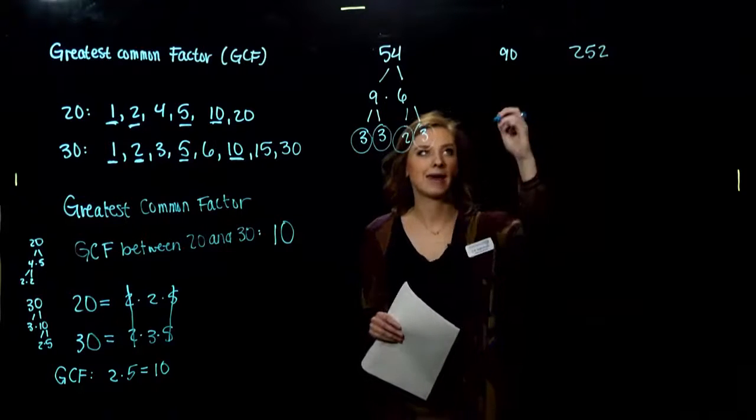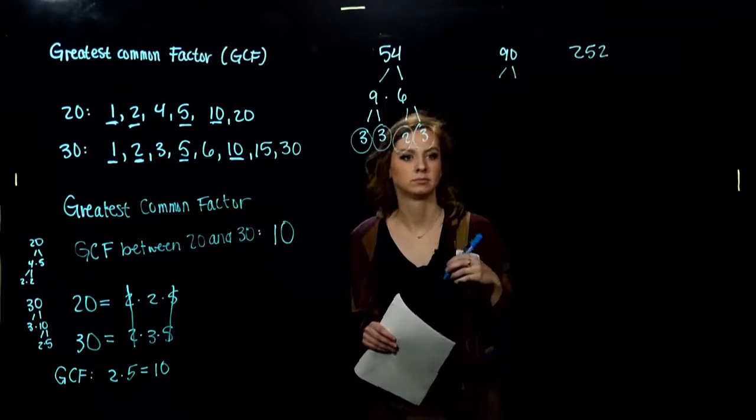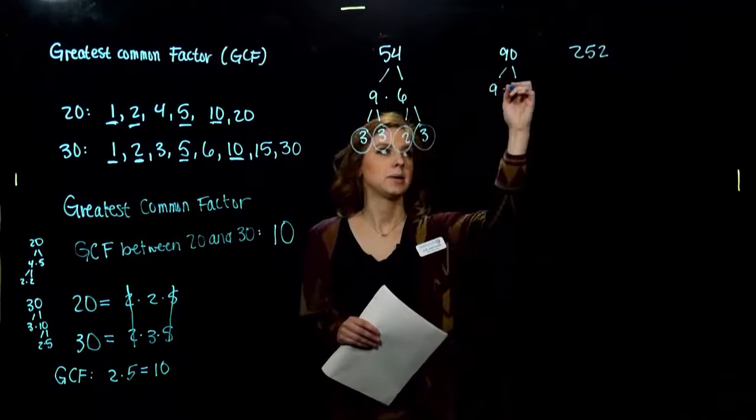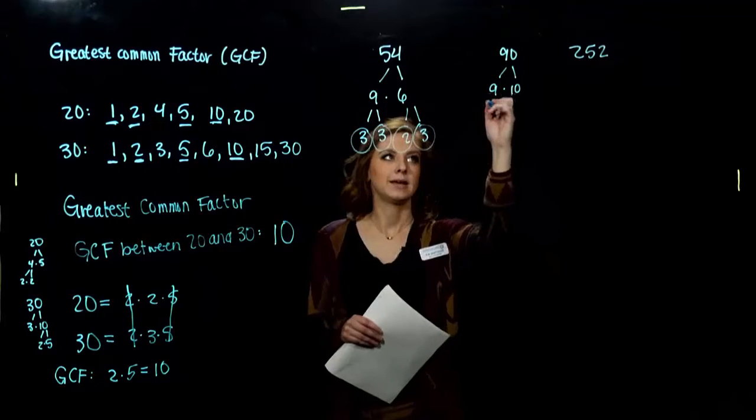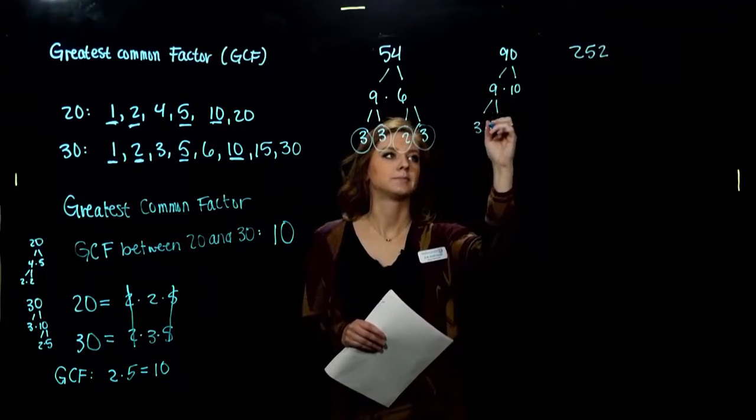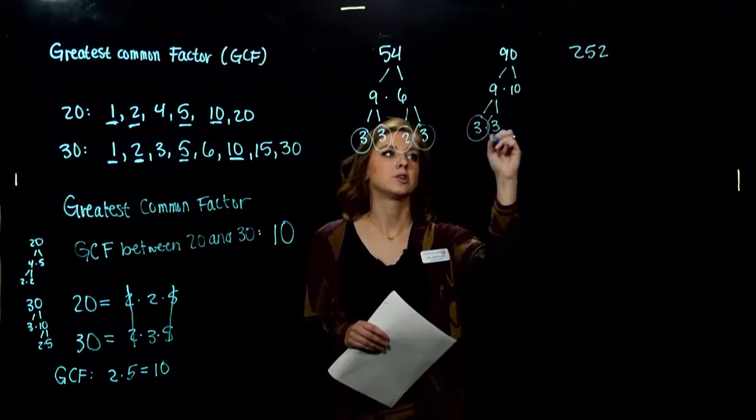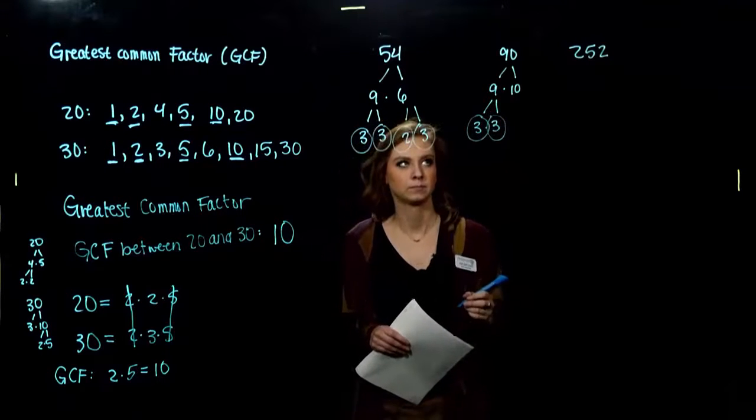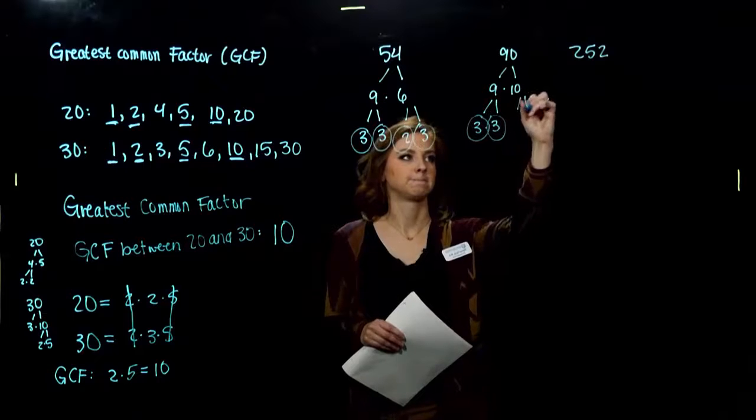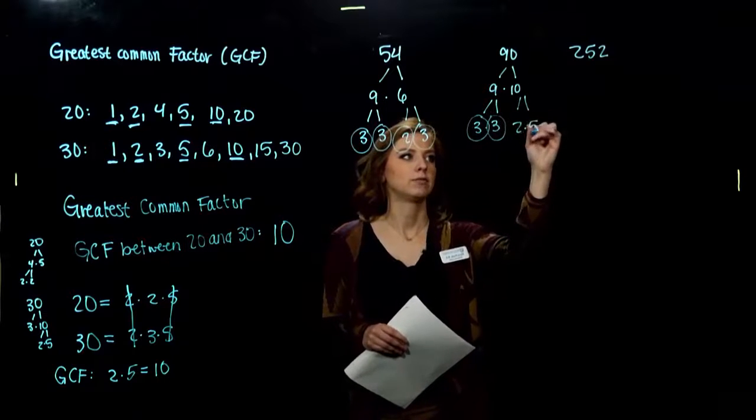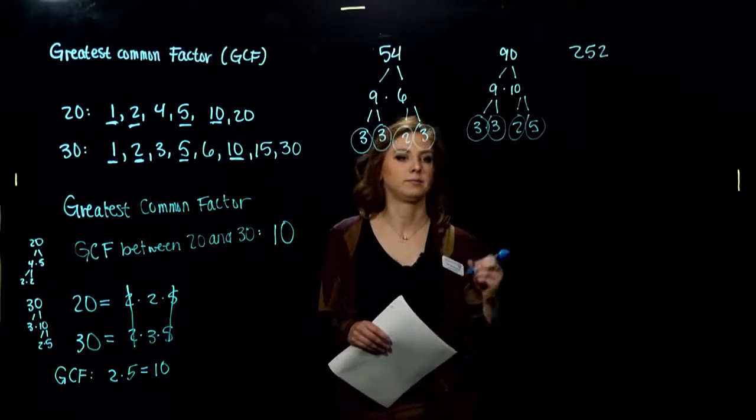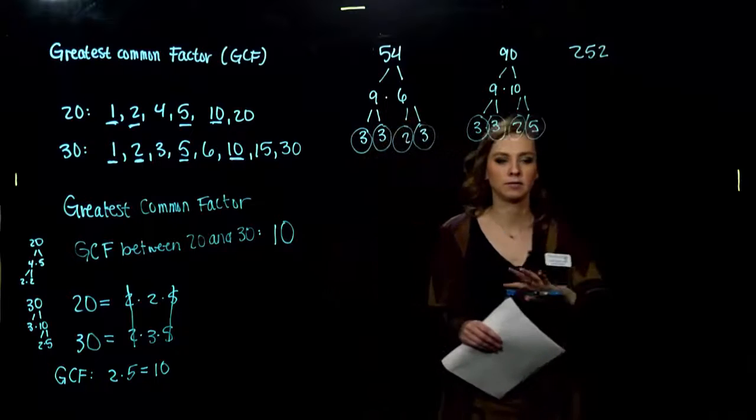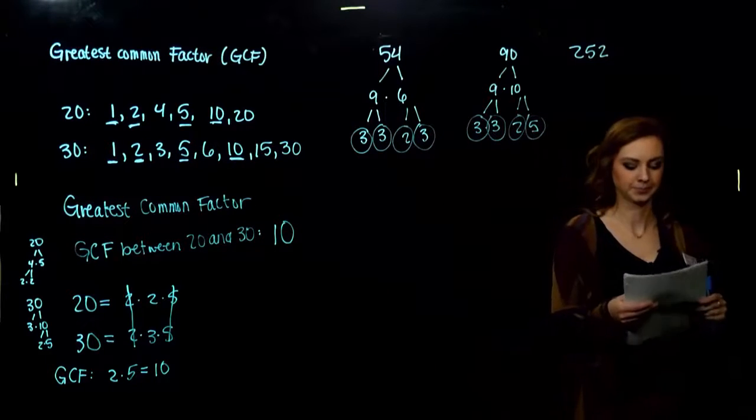Let's take a whack at 90. How do you want to start him? I like 9 and 10. Maybe you picked some other ones. And again, neither one of those are prime. So we need to break it down until we get the primes. How can I break up 10? 2 and 5. Each of those are prime. We're all done. Everything on the bottom of the tree is prime.